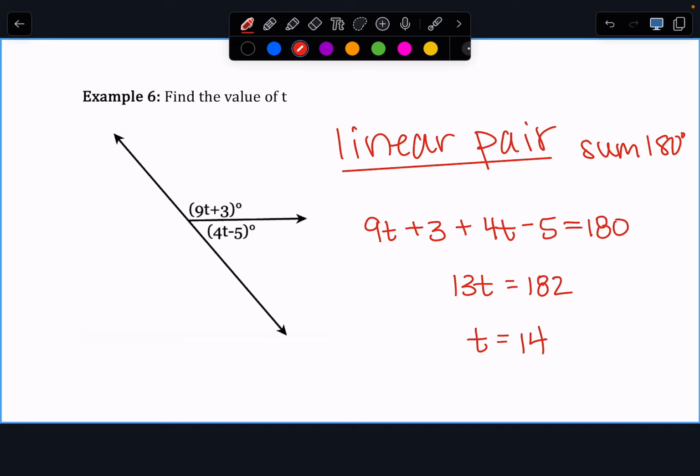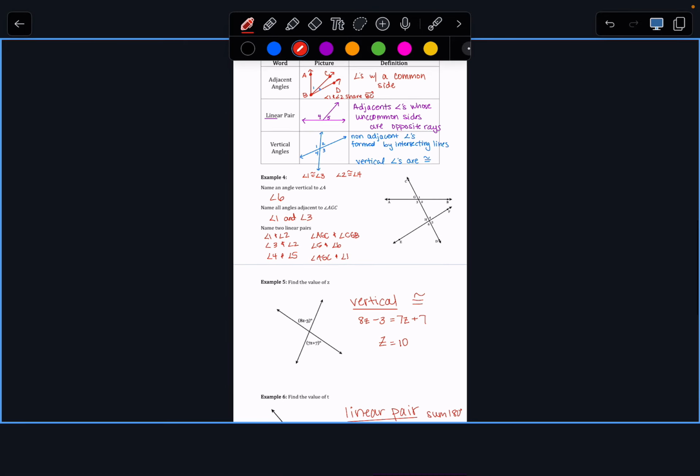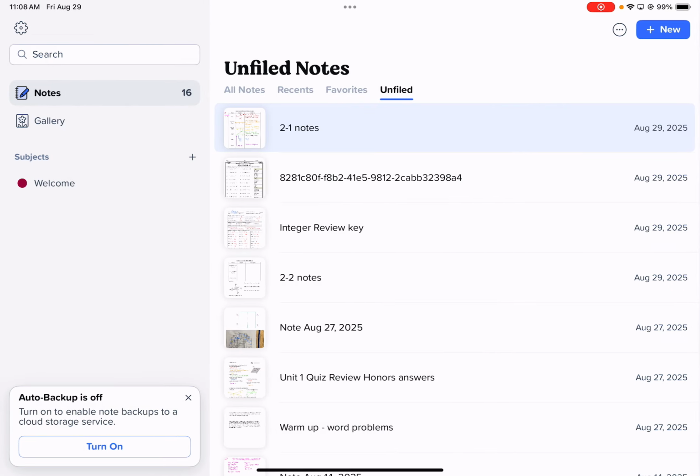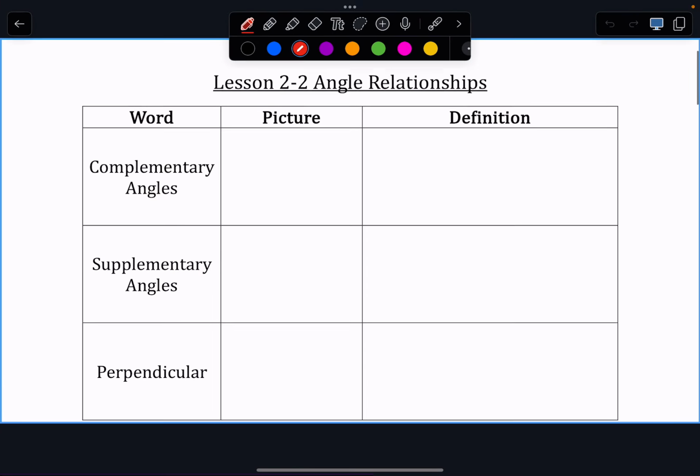Okay, so because of map testing, that was the chunk of problems that I couldn't assign you yesterday because we didn't have time for it. All right, so you are going to have to practice these types of problems from yesterday's homework that I couldn't assign, as well as, let's go ahead and turn the page to our 2-2.